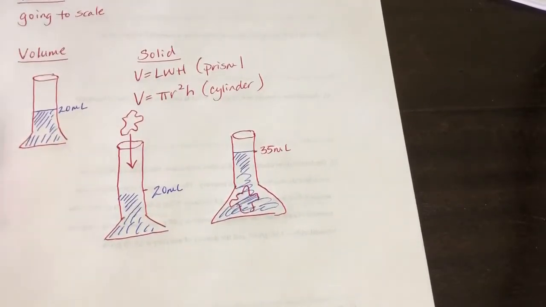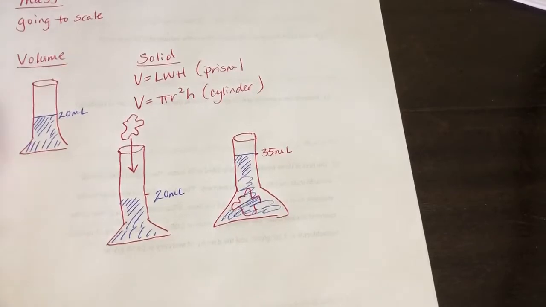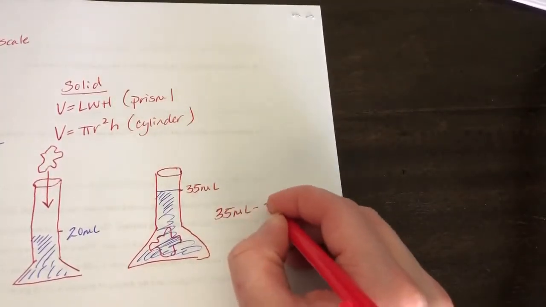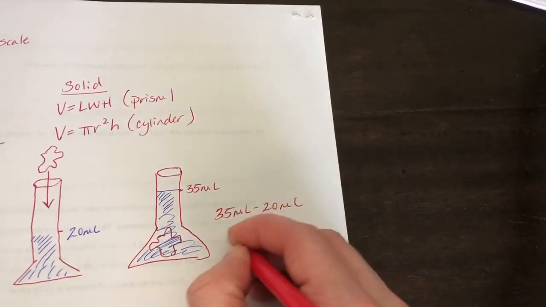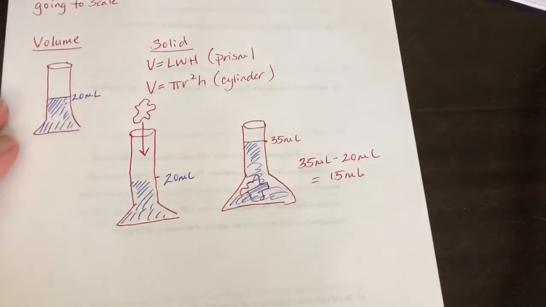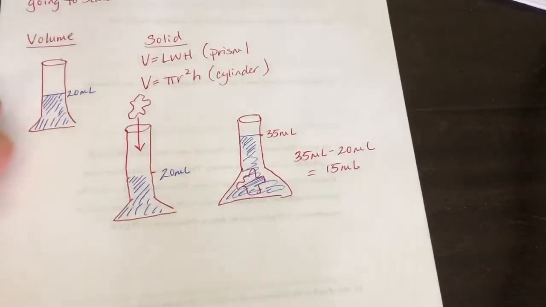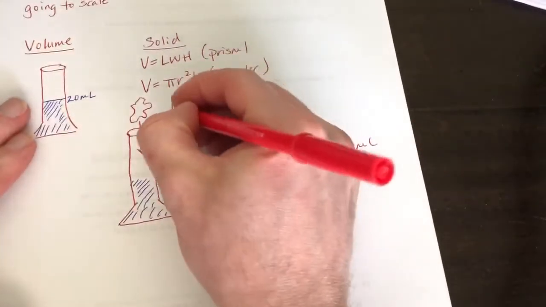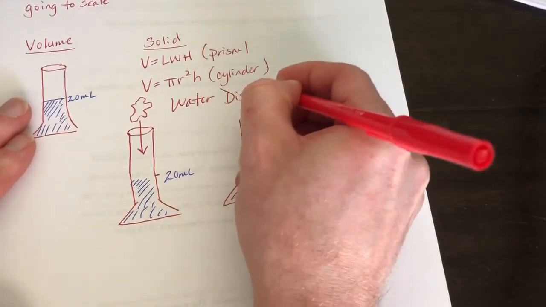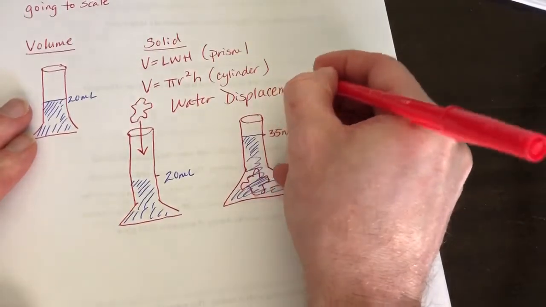The way you get the volume of the rock or the irregular solid is you subtract. You do 35 milliliters minus 20 milliliters, which is equal to 15 milliliters. So that's how you get the volume of an irregular shaped object, by water displacement. And you will have to do that on your test.